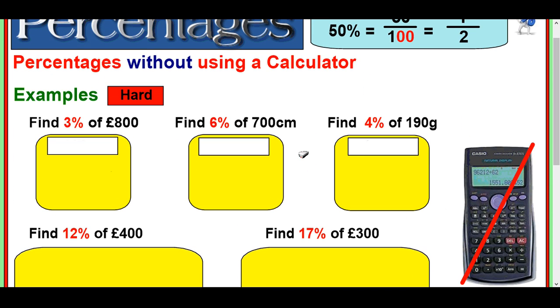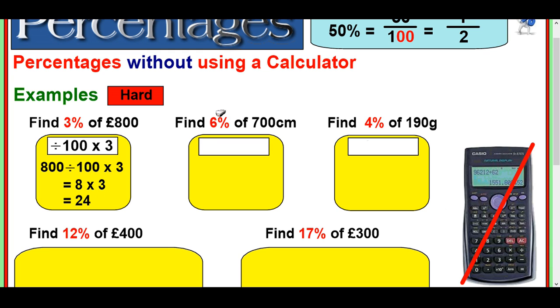So, first question, work out 3% of £800. Now we know 3% is 3 hundredths, so divide by 100 and then times by 3. So you take your £800, divide it by 100 and times it by 3. Now that bit's easy because that's just 8. So it's 8 times 3, which is 24. It'll be £24 there we should be putting.